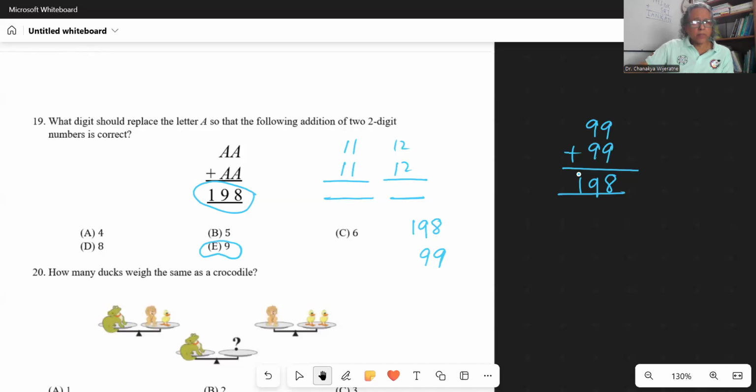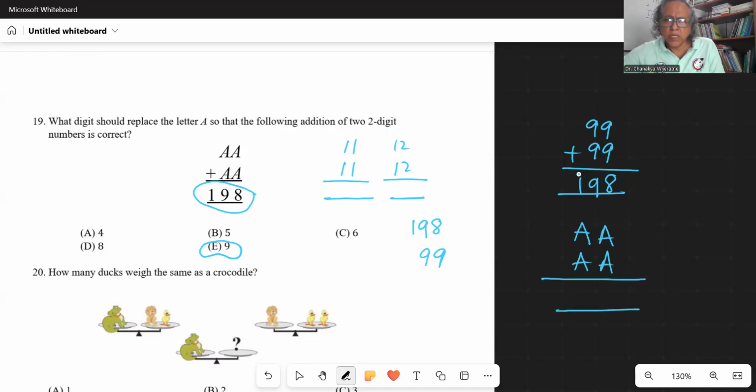Are there any other ways? Well, I think you know how to add these two-digit numbers. What you do is you add A and A. Once you add A and A, we look at the tens. The tens go to the next column, the number of tens in that sum goes to this column, and the remainder we put. The remainder is 8.